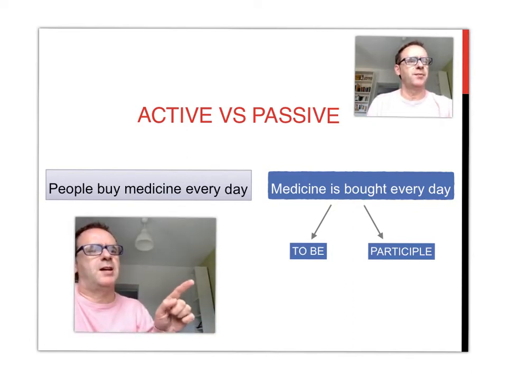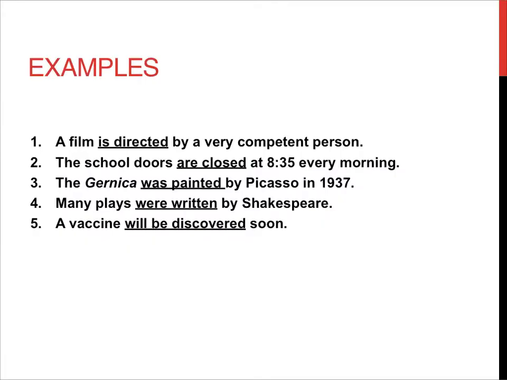Have a look at how we form the passive voice, okay? We need to form it with the verb to be plus the participle. And to illustrate what we are talking about here, I'm giving you a few examples of the passive voice, okay?